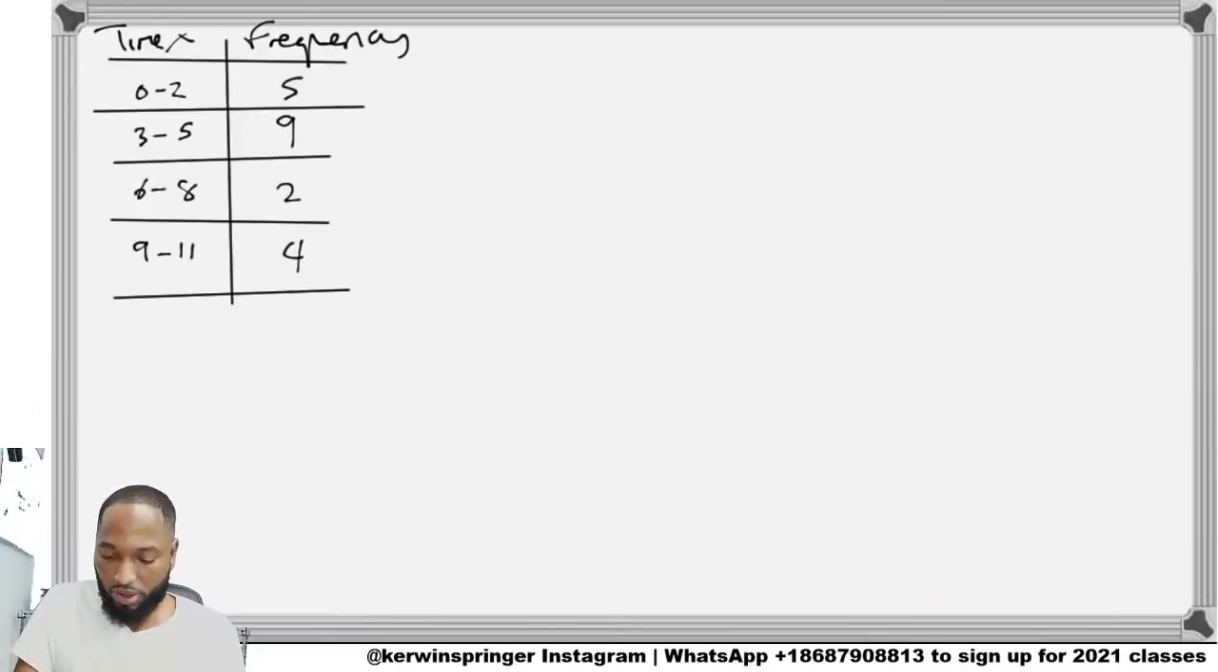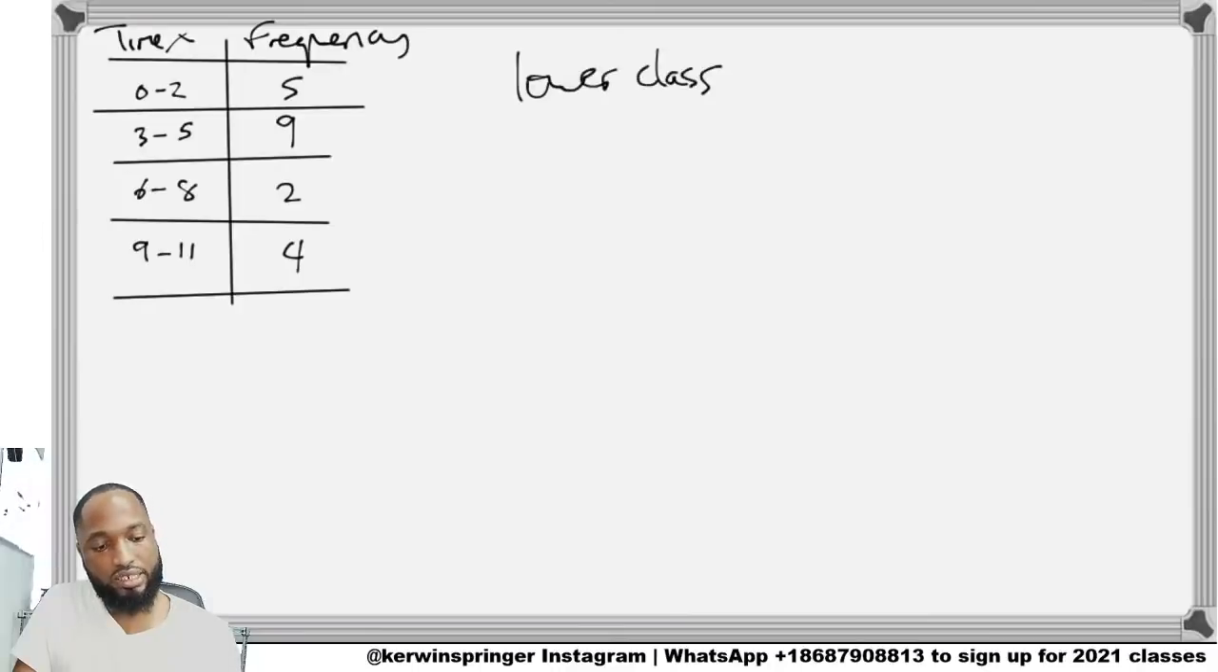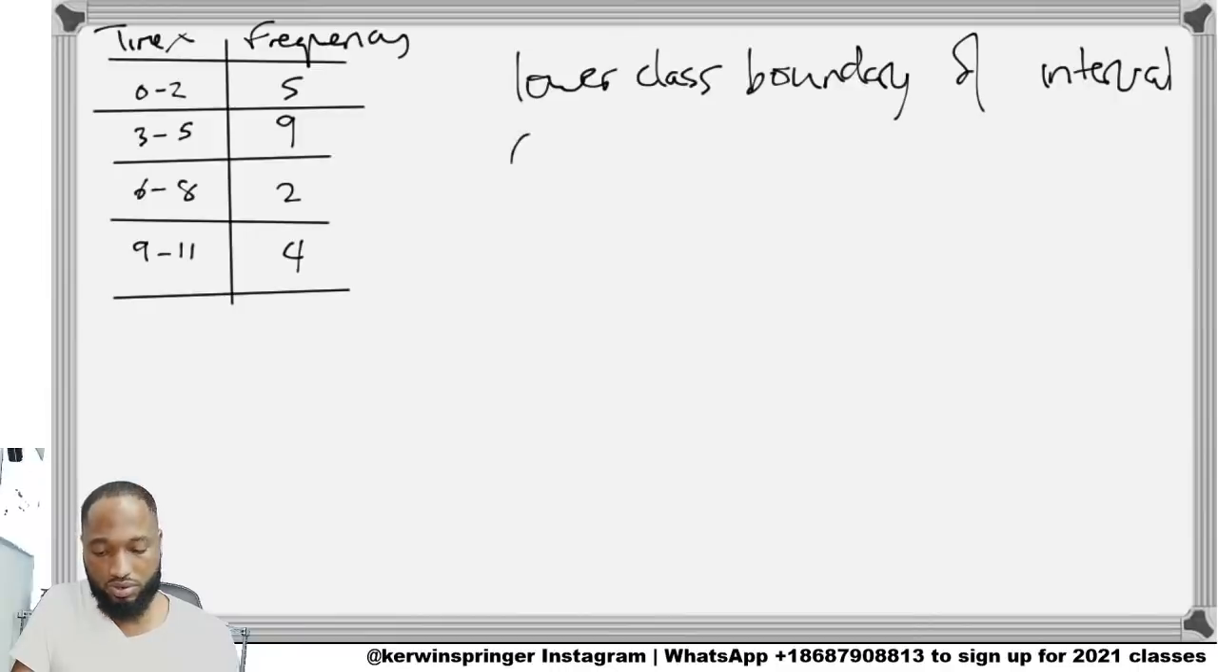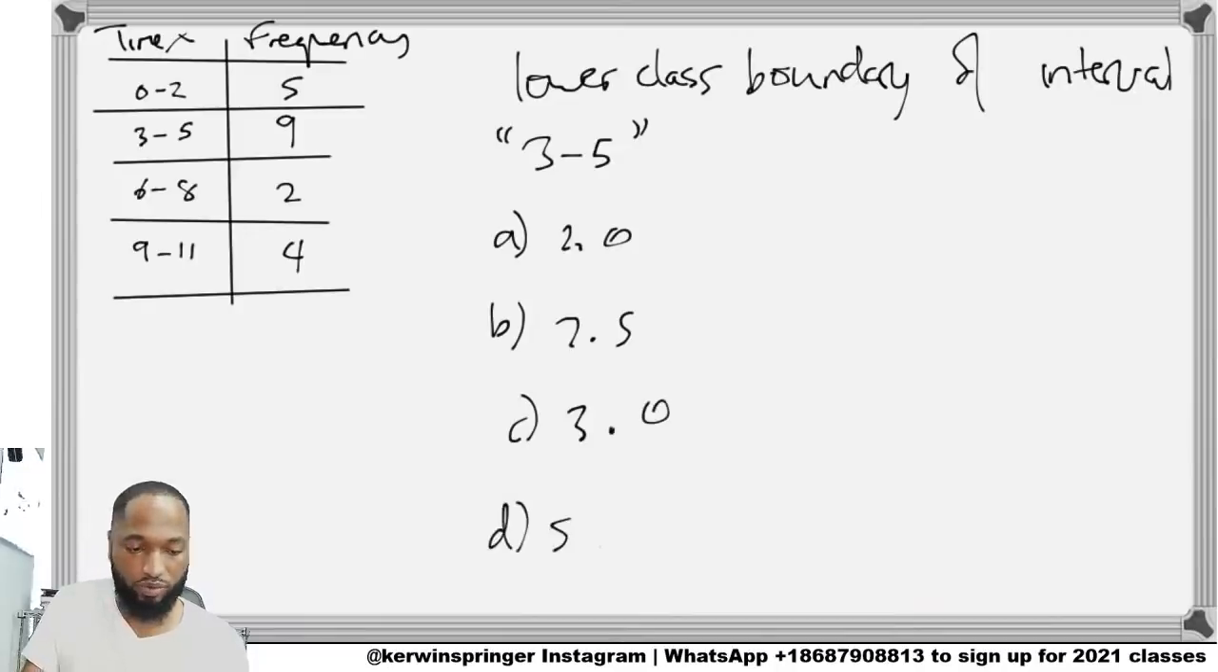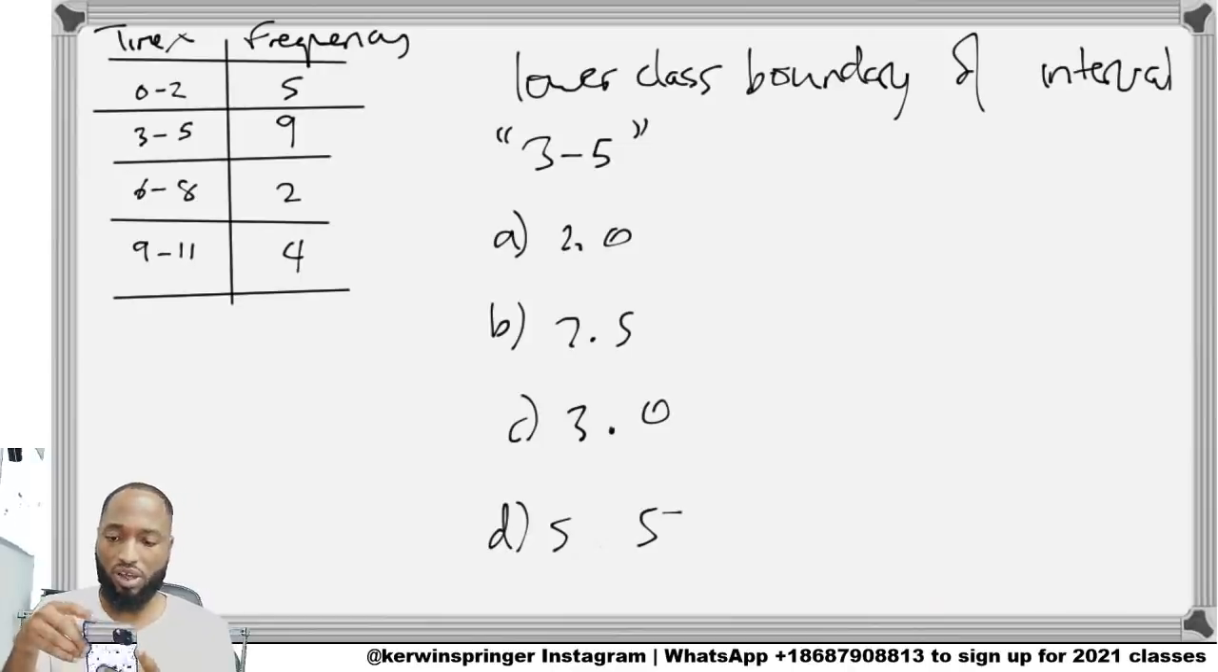Okay, the lower class boundary of the interval 3 to 5. What is the lower class boundary of the interval 3 to 5? A 2.0, B 2.5, C 3.0, D 5.5. So take your time and think about that. That is actually our second question. I'll take like 10 to 15 seconds and repost some mentions here.